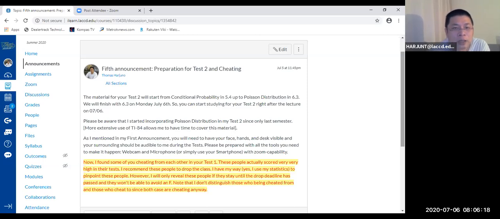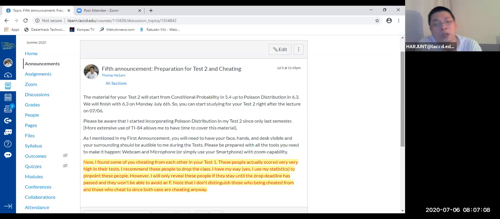Now, as I have mentioned in my first announcement, during your test 2, you will need to have your face, your hands, and your desk visible, and your surroundings should be audible during the test. Now, please prepare all the tools you need to make it happen. So if you use a computer, then you will need a webcam and microphone, or you can just use your smartphone with Zoom capability. Okay, so if you use your PC, then you need to enable the webcam and microphone, and I think you need to have downloaded Zoom as the software.